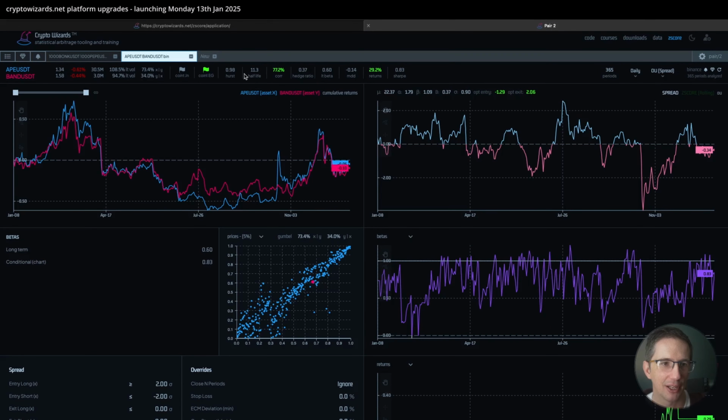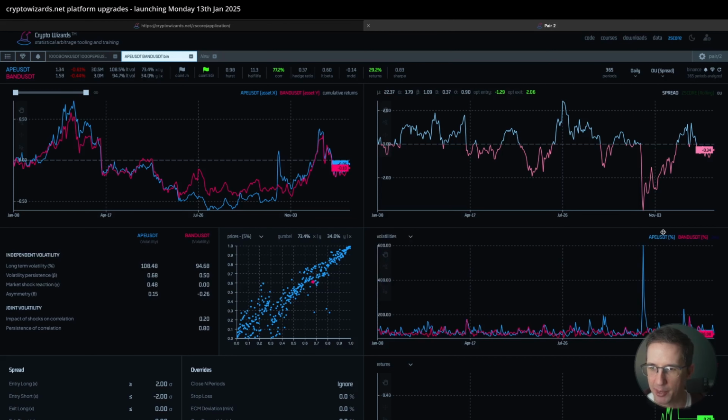And I think here, if I look up here, yeah, long-term beta, there you go, 0.6. It's up here as well. But the current beta is 0.83. And this beta is essentially saying for every point, say, APE moves, how much will BAND move in relation to that? That's what this beta here is telling me. So there's the betas. And then I also have volatilities.